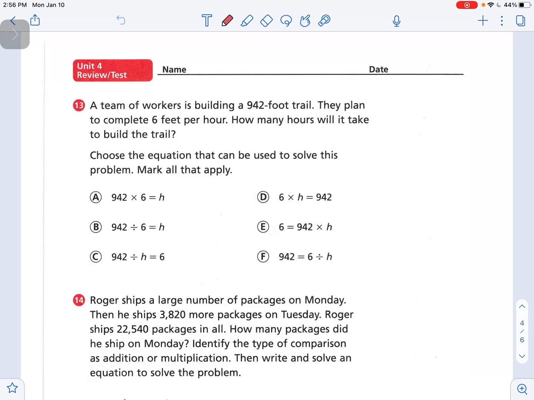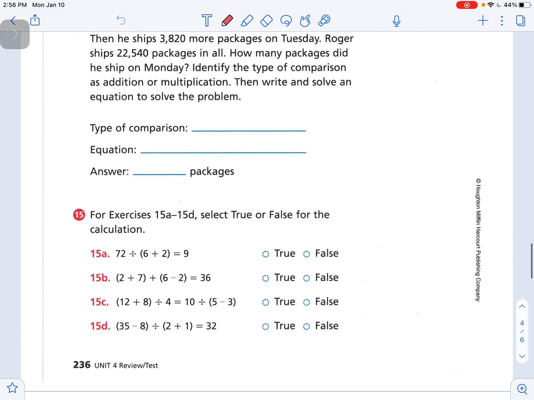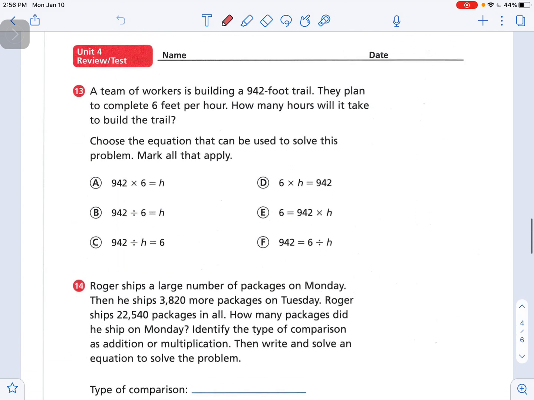All right, fourth graders, let's go through the last couple pages of our math review test. Number 13, make sure that you are on page 236. Number 13 says, a team of workers is building a 942-foot trail. They plan to complete 6 feet per hour. How many hours will it take to build the trail? Choose the equation that can be used to solve this problem.